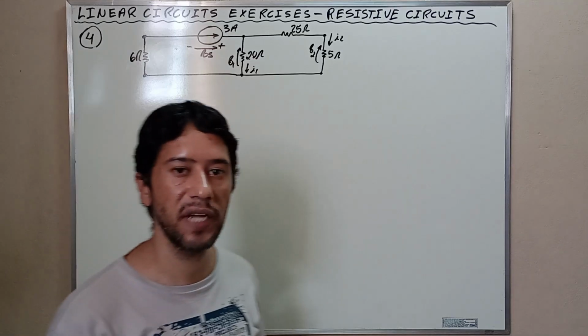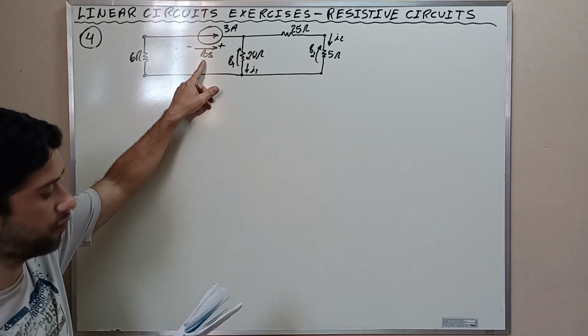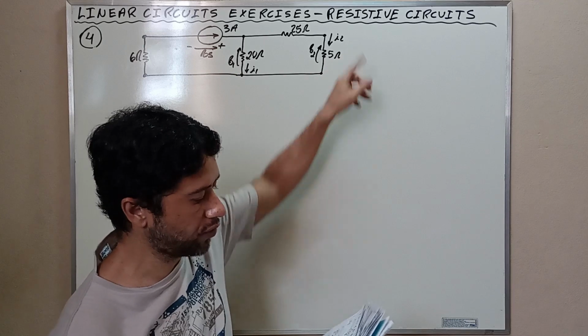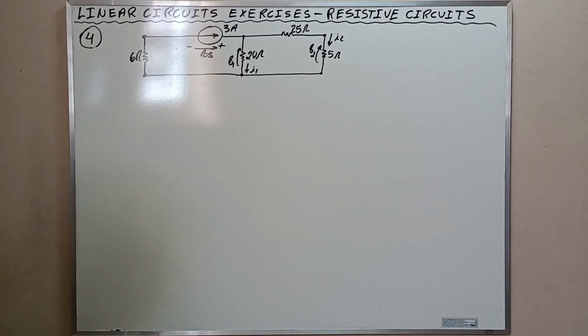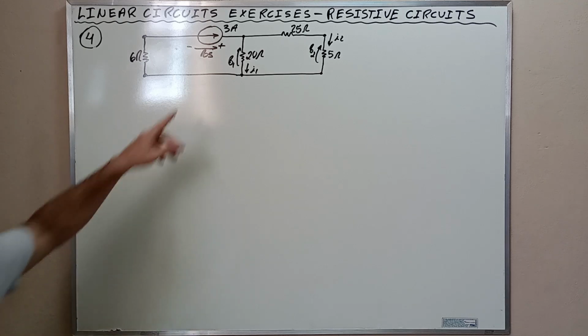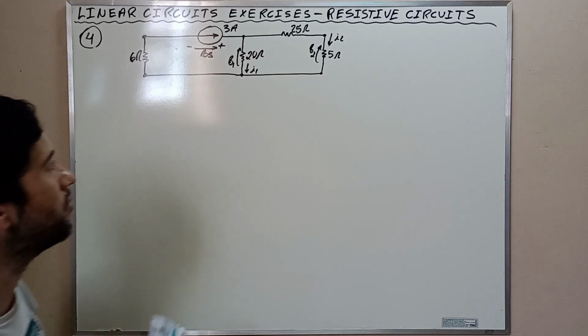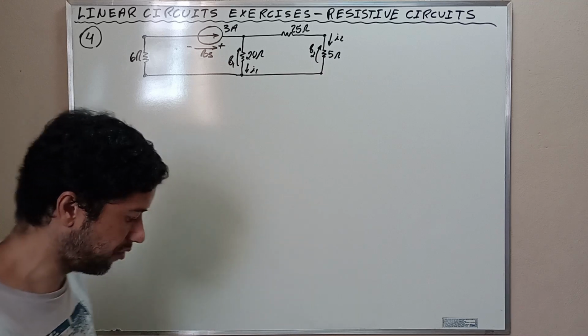Okay, my friends, let's go to exercise number 4 now. Find the values of Vs, V1, and I2 for the circuit of the figure. This is the exercise. Let's go to the solution. And the first step that we are going to take is to calculate the equivalent resistance seen by this source here. And the first equivalent resistance is going to be the combination between this and these resistances.